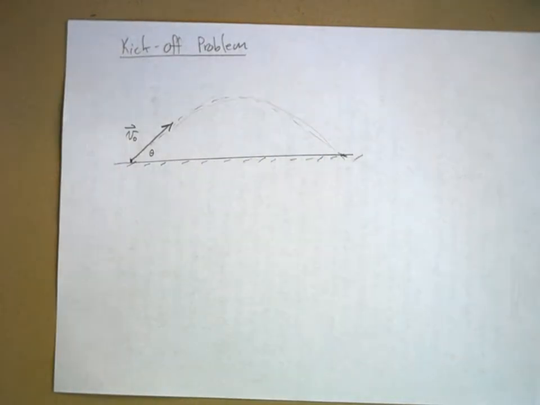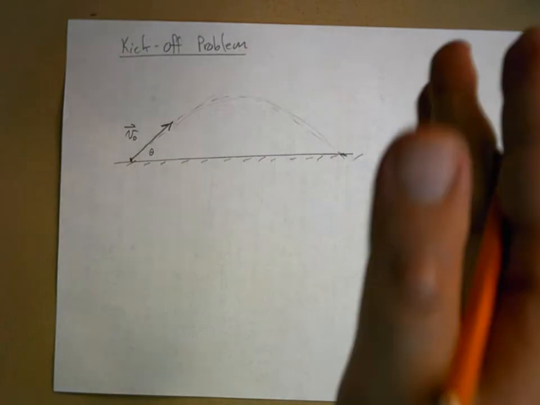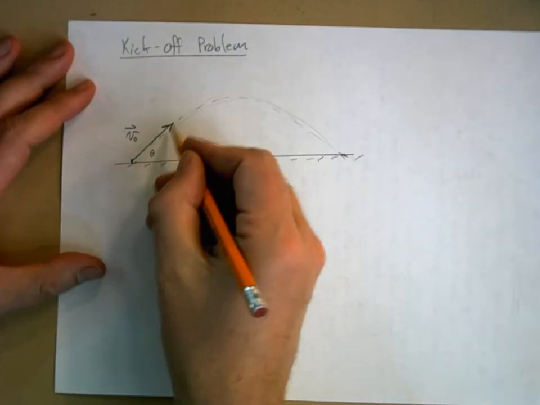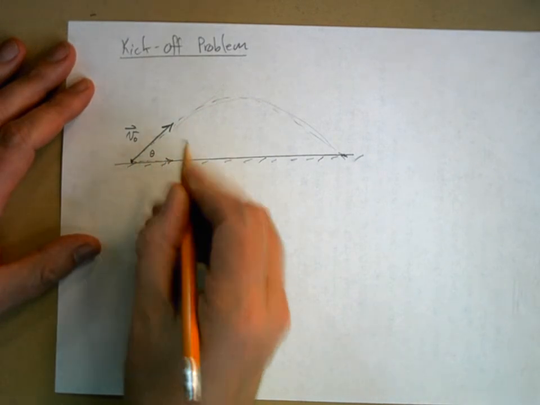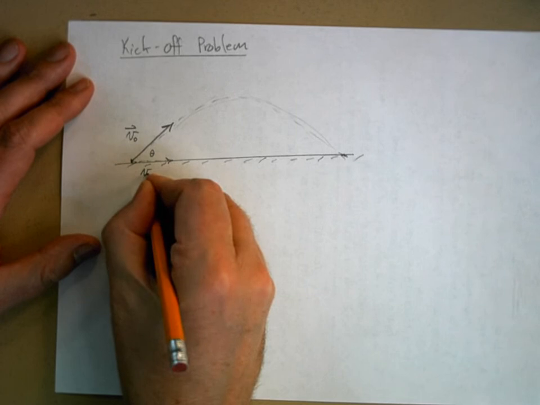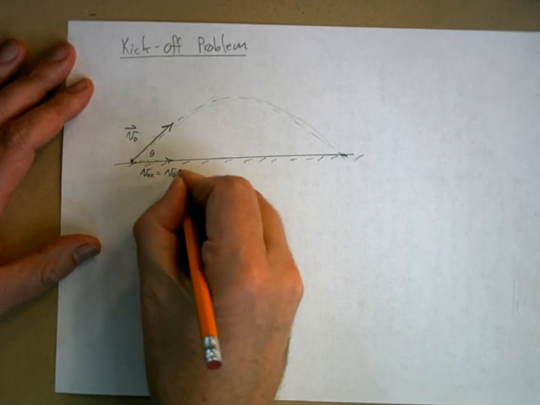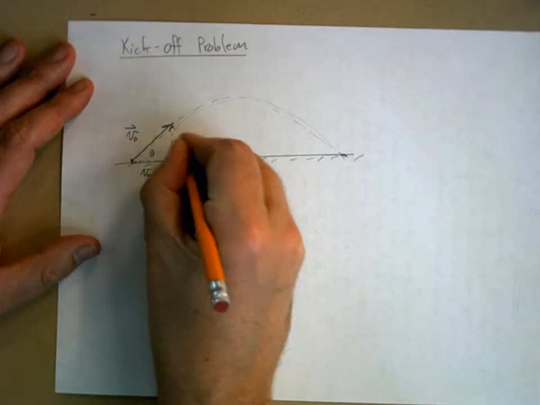Now there are things that we know here. So if you get a kickoff problem, sketch it. Write down what's given, draw the sketch. You probably know the angle. Now, V naught x equals V naught cosine theta, and V naught y equals V naught sine theta. Of course you know that.